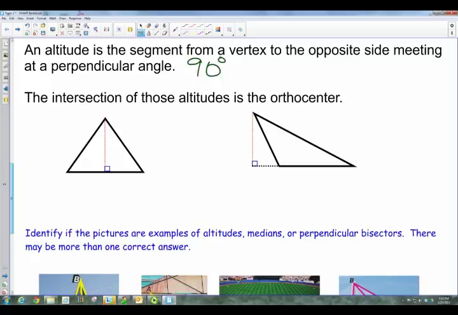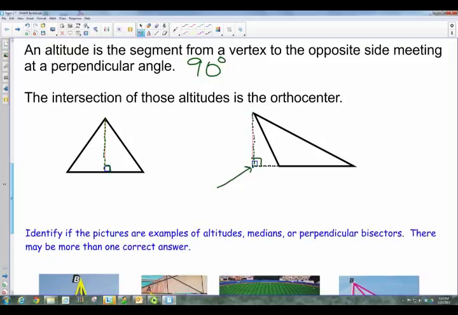So I put a couple examples down here. Okay, so here you've got the vertex drops down to the opposite side and it meets at a right angle. That's your altitude. Okay, now on a triangle like this, this is an obtuse triangle. When you drop this down to the opposite side, notice where it meets. It meets outside the triangle, and that's okay. If it meets outside the triangle, that's not a problem.